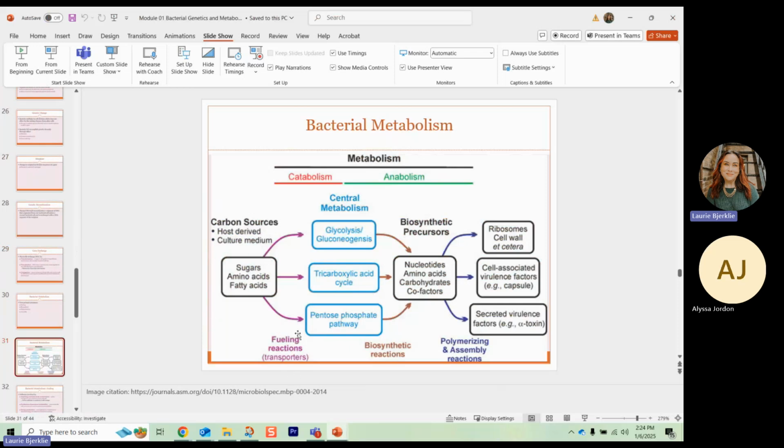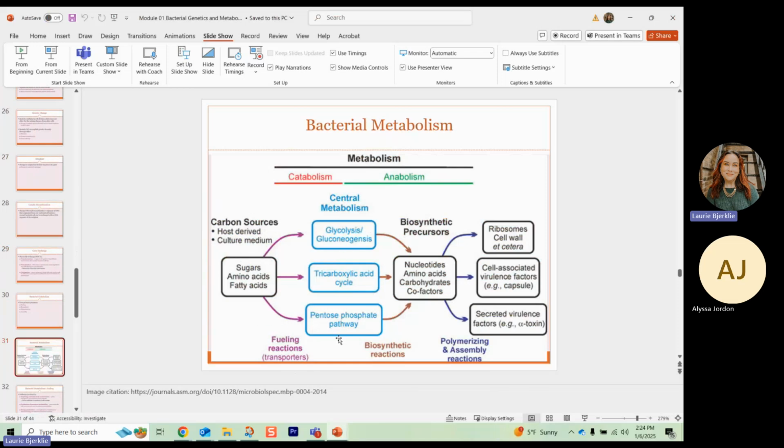But again, fueling, basically this is saying we need energy. So they take energy from sugars, amino acids, fatty acids. That's just like people. Humans do the same thing. We use those items as well to give our cells fuel. So they're going to take those items to get fuel.